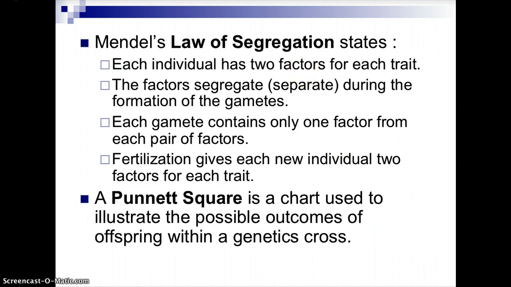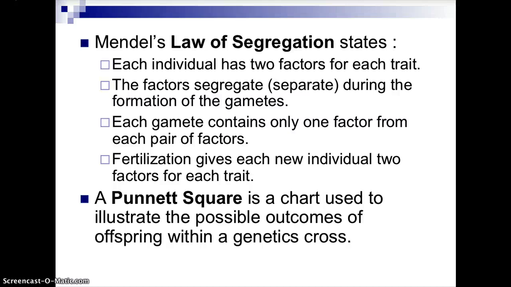Mendel's law of segregation. Mendel's second law, or first law, states that each individual has two factors for each trait. Now we know that these two factors are represented by the alleles. And these factors or alleles are going to separate during the formation of gametes, gametogenesis or meiosis, so that each gamete contains only one factor from each pair of the factors. That would be at the end when you have your 4 haploid cells. So each gamete gets one copy of the gene.